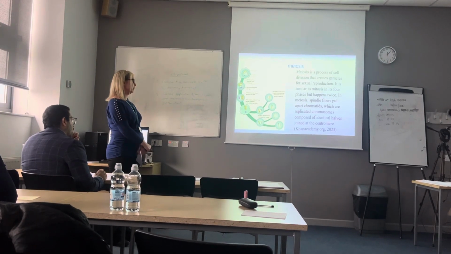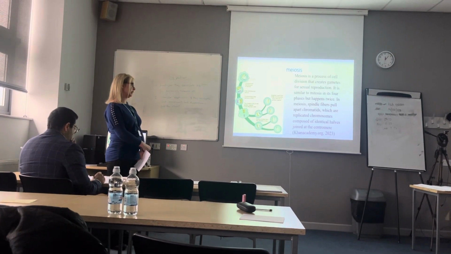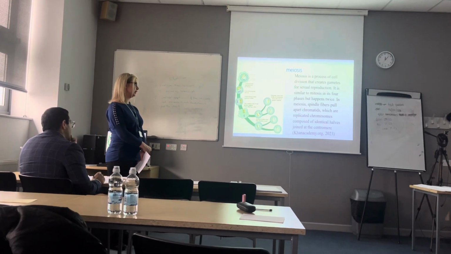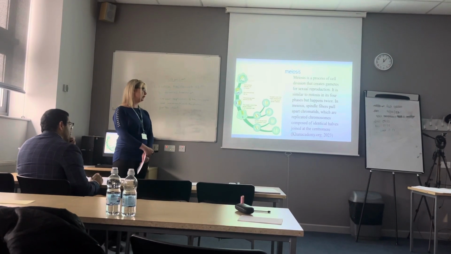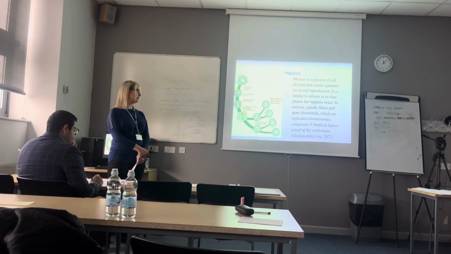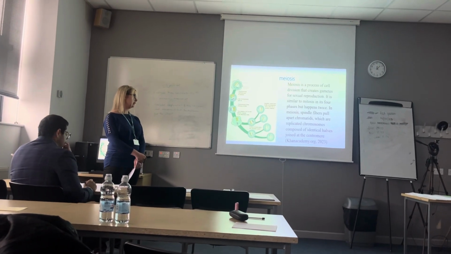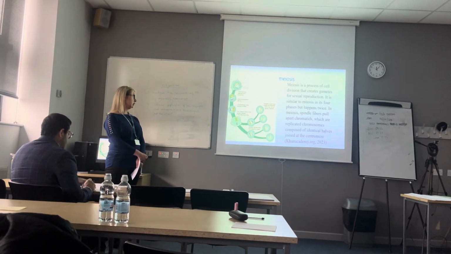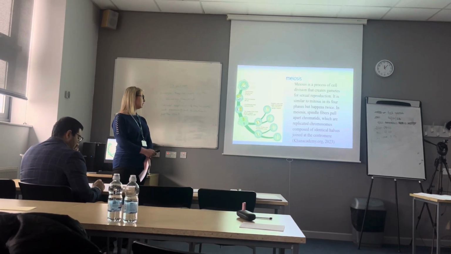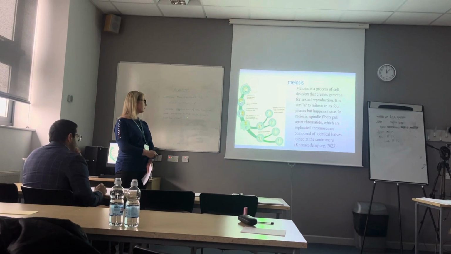Meiosis is a process of cell division that creates gametes for sexual reproduction. This is similar to mitosis in its 4 phases, but happens twice. In meiosis, spindle fibers pull apart chromatids, which are replicated chromosomes composed of identical halves joined at the centromere. So as you can see here, the process is being shown on the diagram.